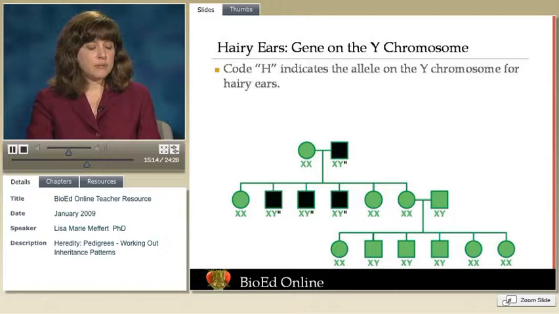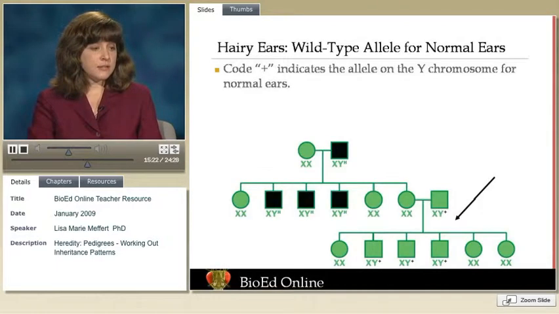If you have a Y chromosome and you're hairy-eared, then we're going to put this little H on each of the Y chromosomes. And then we see that these are normal males, and they do have a Y chromosome, but they came from a father who was normal, so that father must have given normal Y chromosomes to each one of his sons. And what you would want to do is double check if everything here is good.